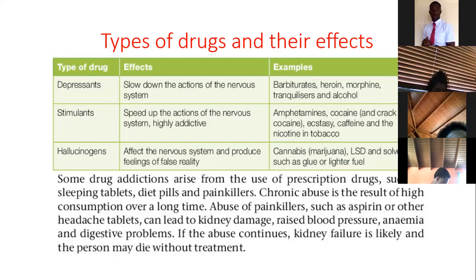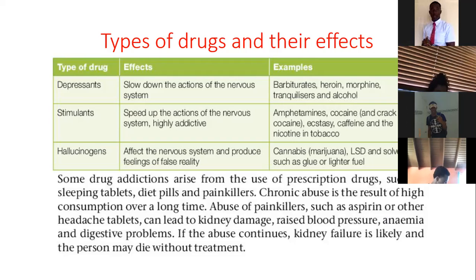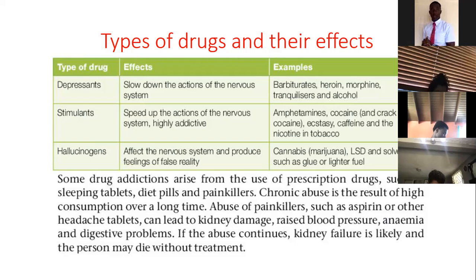Now, solvents such as glue or lighter fuel, they have something on the internet called vape, where they smoke, right? Some of them are very dangerous also, right? Now, some drug addictions arise from the use of prescription drugs, such as sleeping tablets, diet pills, and painkillers. Chronic abuse is the result of high consumption over a long time.